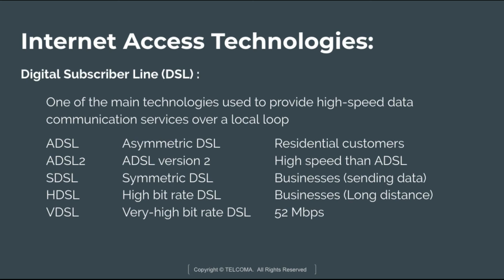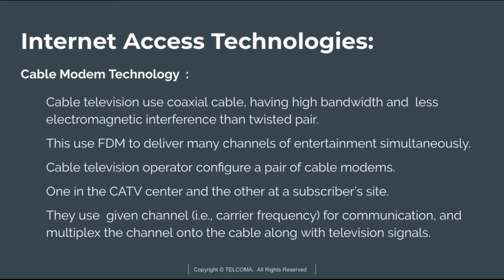ADSL uses frequency division multiplexing to divide the bandwidth of the local loop into three regions. ADSL can achieve a downstream rate of 8.448 megabits per second on a short local loop and an upstream rate of 640 kilobits per second. Under the best conditions, ADSL2 can download at a close rate of 20 megabits per second.